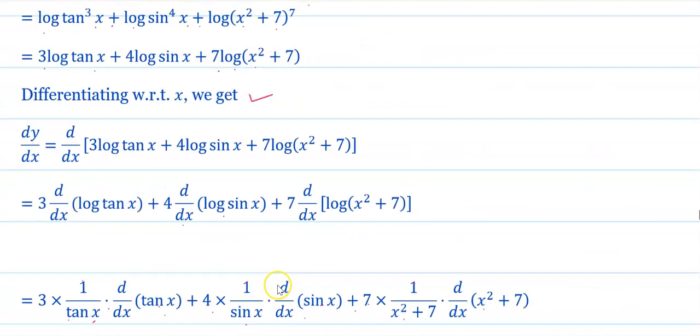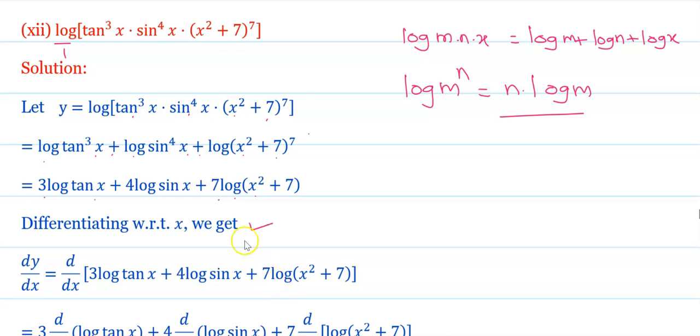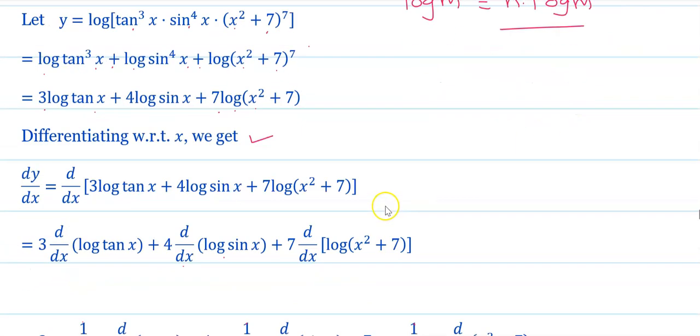Again, you can see that here. It is normal. Log of m into n into x means what? Log of m plus log of n plus log x. Again this rule has been used there. Log of m raised to n means what? n times log of m. Normal differentiation.